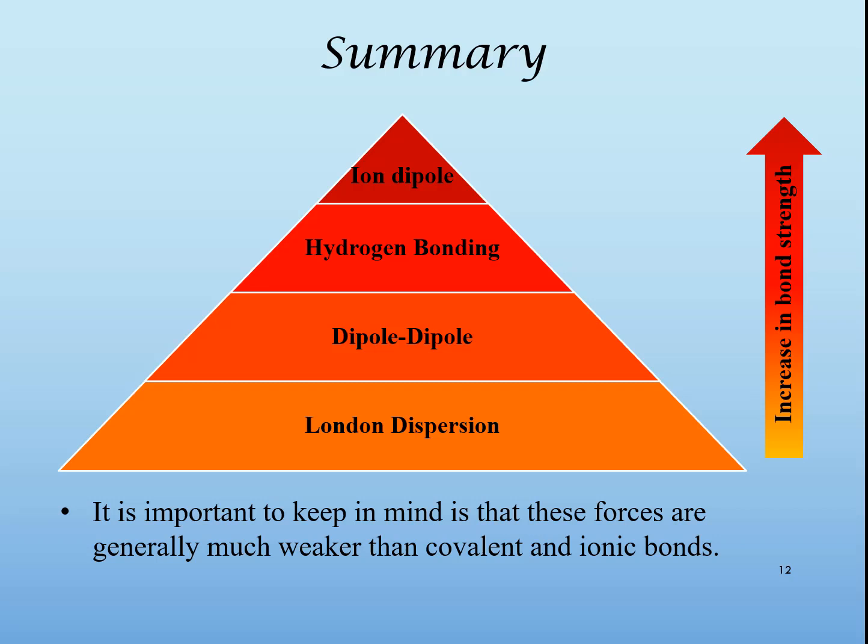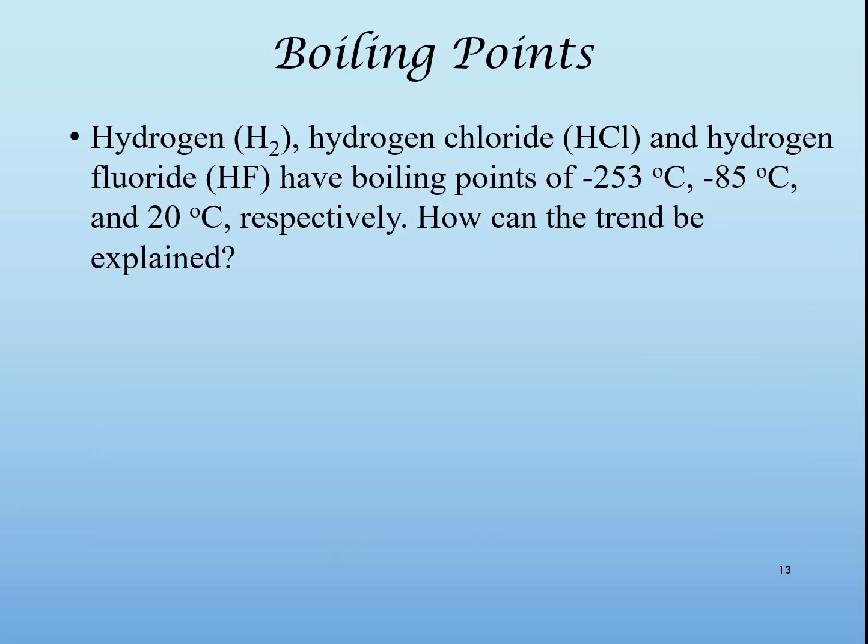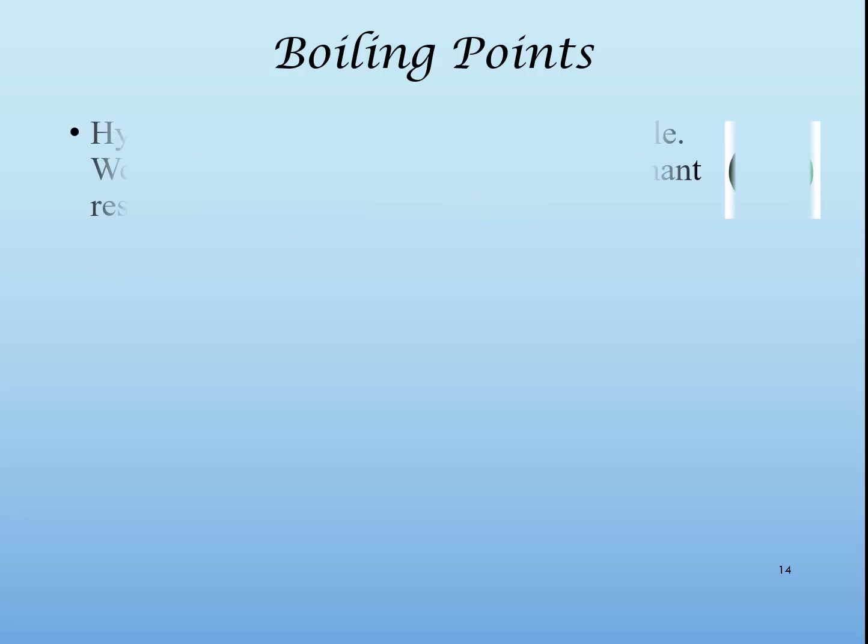However, we still have to keep in mind that all these forces are generally much weaker than normal covalent or ionic bonds. Let's talk about a couple of examples. We're going to look at the boiling points of hydrogen, hydrogen chloride, and hydrogen fluoride, which are minus 253 degrees Celsius, minus 85 degrees Celsius, and 20 degrees Celsius respectively. So how can we explain this trend?